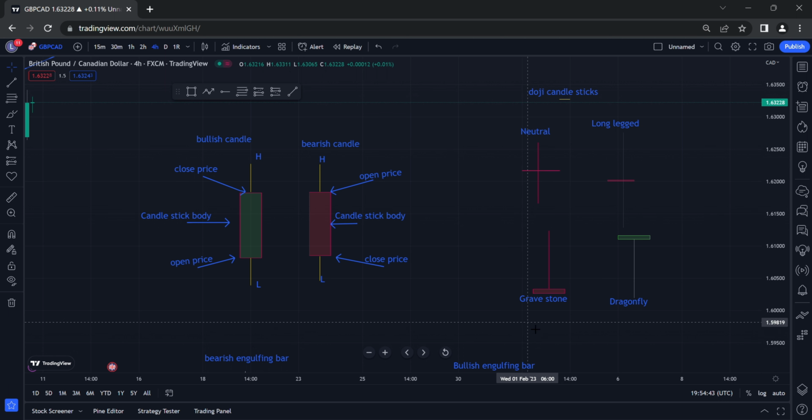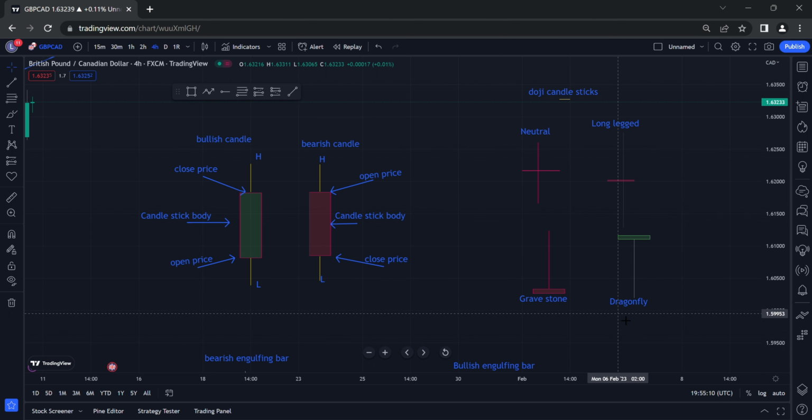So let's go on to this one. It's called the gravestone doji candlestick. It is mostly used in supply and demand and price action trading. The gravestone candlestick shows us that the market is likely to go in a bearish direction. As you see, it is a red candle.